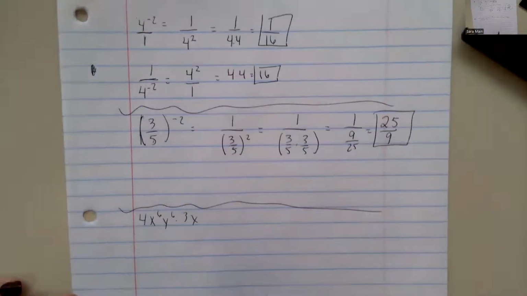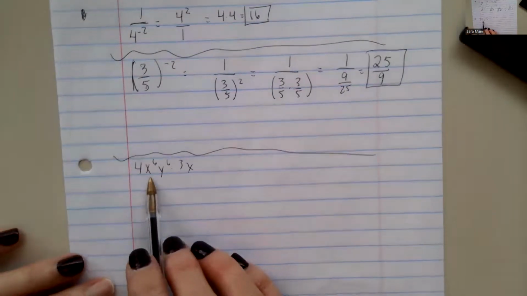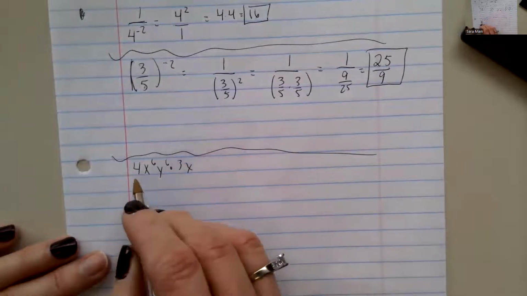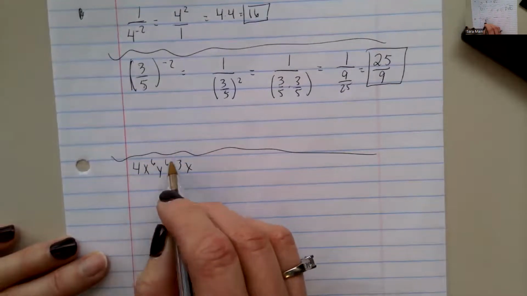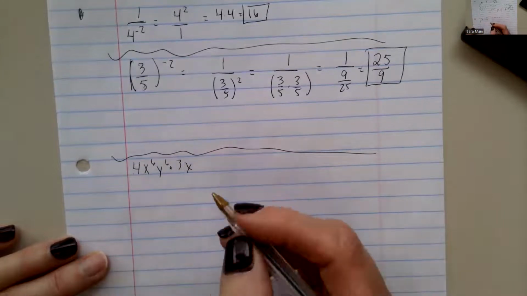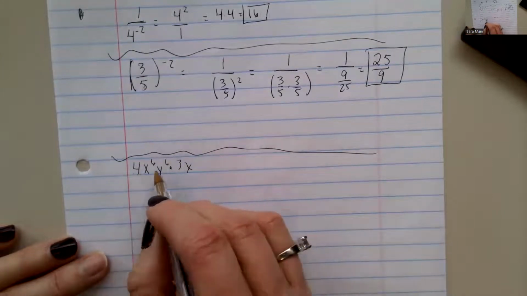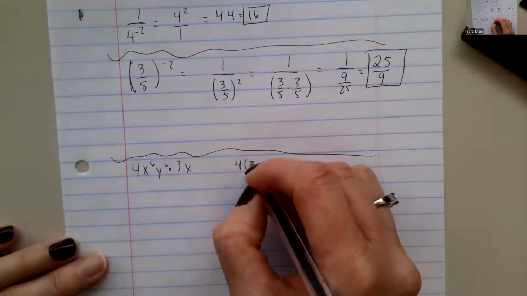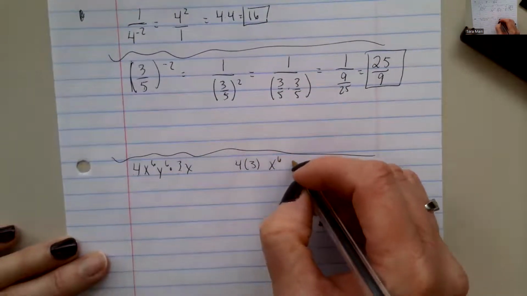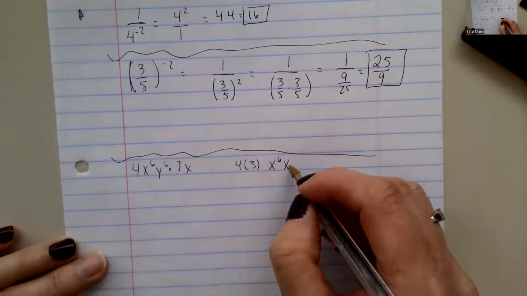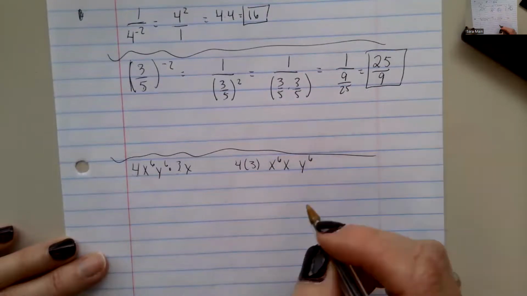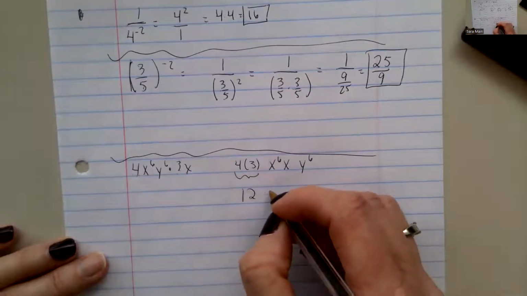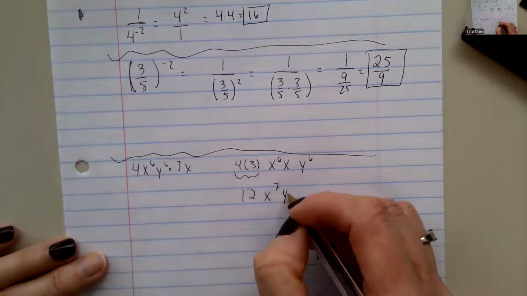Okay. Let's jazz it up. Let's do one that's a little bit trickier here. So we're multiplying 4x to the 6, y to the 6 times 3x. So the numerical values, 4 times 3, get multiplied. And then we're going to group our x bases, x to the 6 and x, and then our y's. So this becomes 12, and that's x to the 7th, y to the 6th.